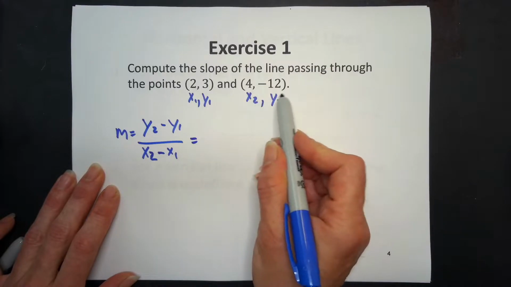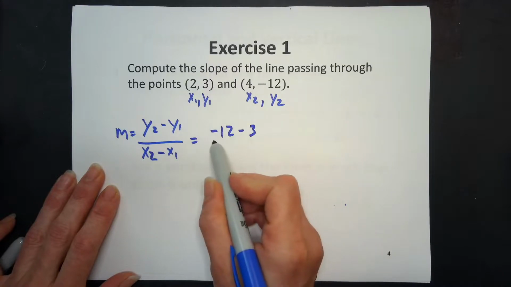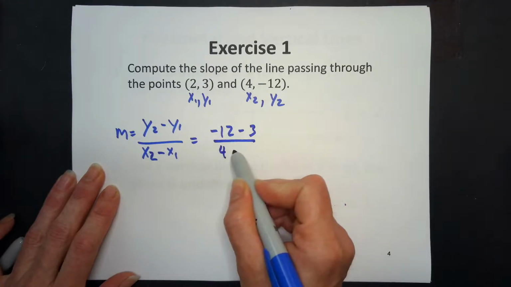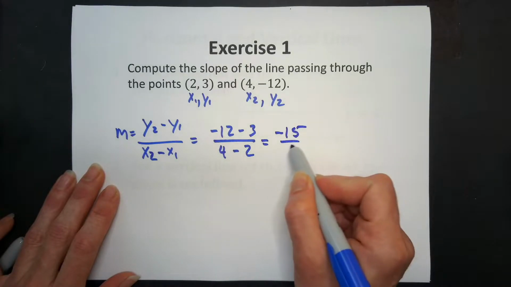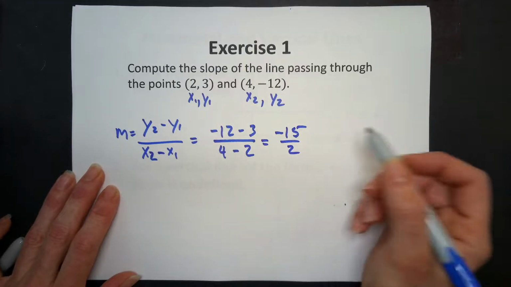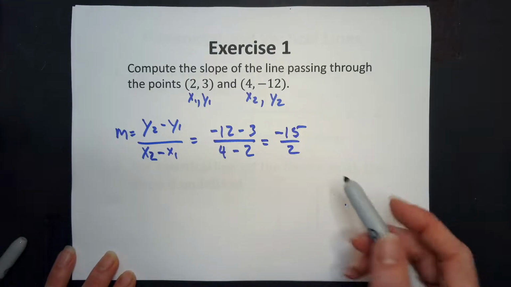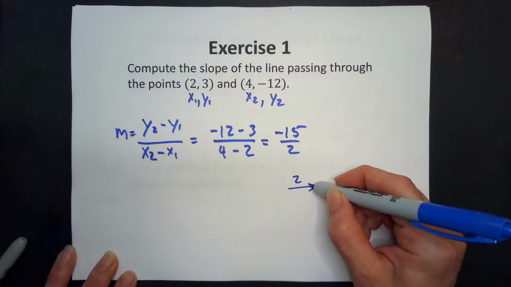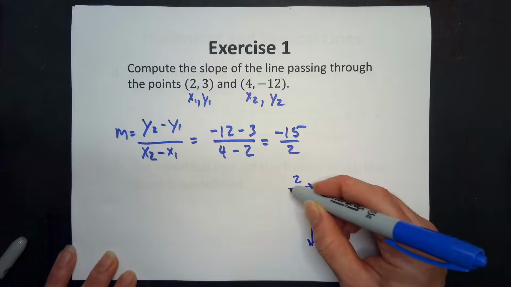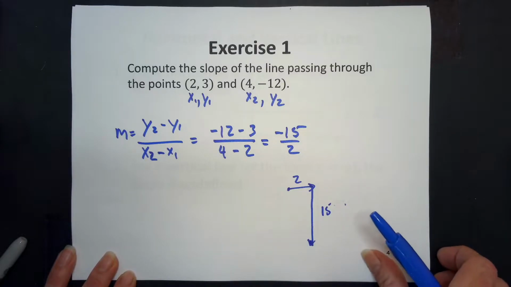So in this case, I'm going to take negative 12 minus 3, all over 4 minus 2. That's going to give me negative 15 over 2. And that's my slope. You always want to reduce your fractions if possible. This doesn't reduce, so it's just negative 15 over 2. So for every 2 units it moves to the right, it's going to go down 15 units. So if we had a line we were graphing and we had a point, we could go 2 units over, 15 units down, and we get the next point on our line.